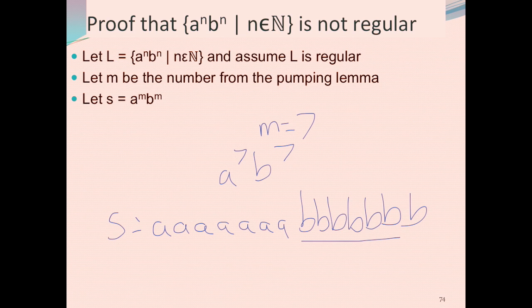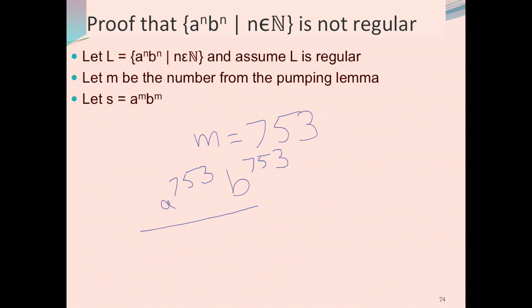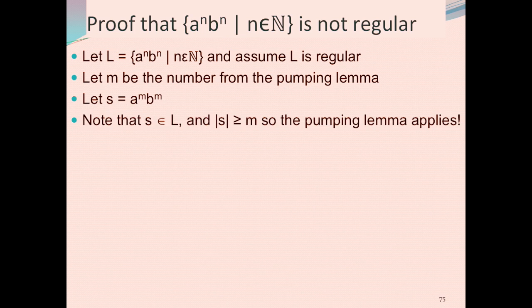I don't actually know what M is. Well, actually, I know M doesn't exist, because L's not regular. But let's pretend it does for a minute. For all we know, M is 753. So that means my string is A to the 753, B to the 753. So there are 753 A's in a row followed by 753 B's in a row. But whatever the case, we're just going to let S equal A to the M, B to the M, whatever the M is.